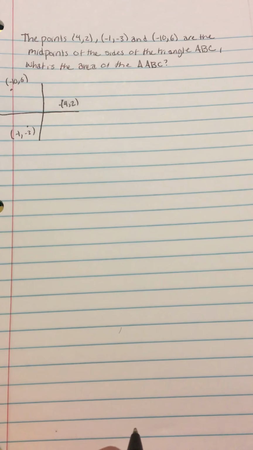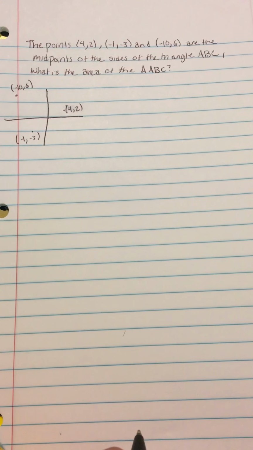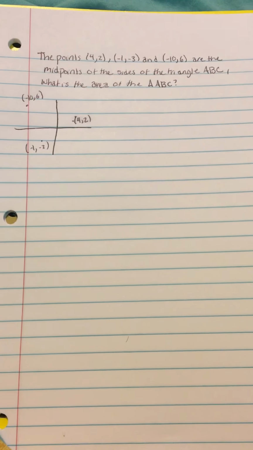Add problem number 15, which reads: the points (4, 2), (-1, -3), and (-10, 6) are the midpoints of the sides of the triangle ABC. What is the area of triangle ABC?